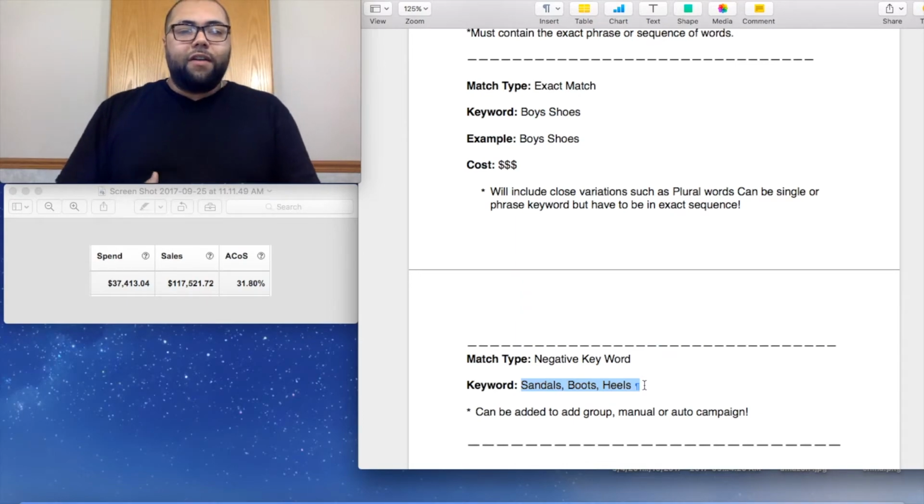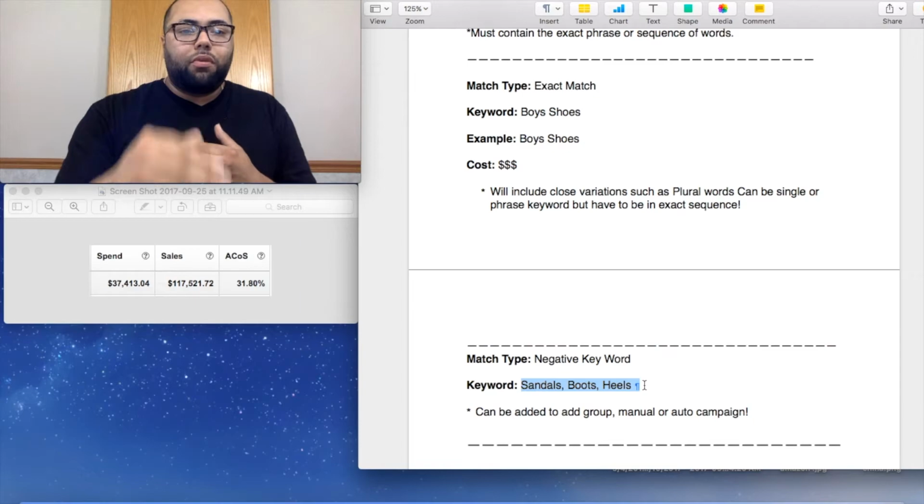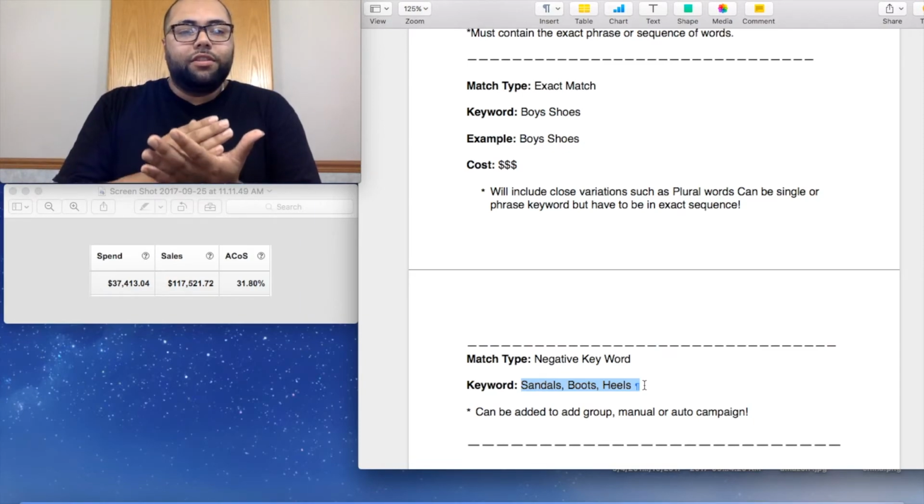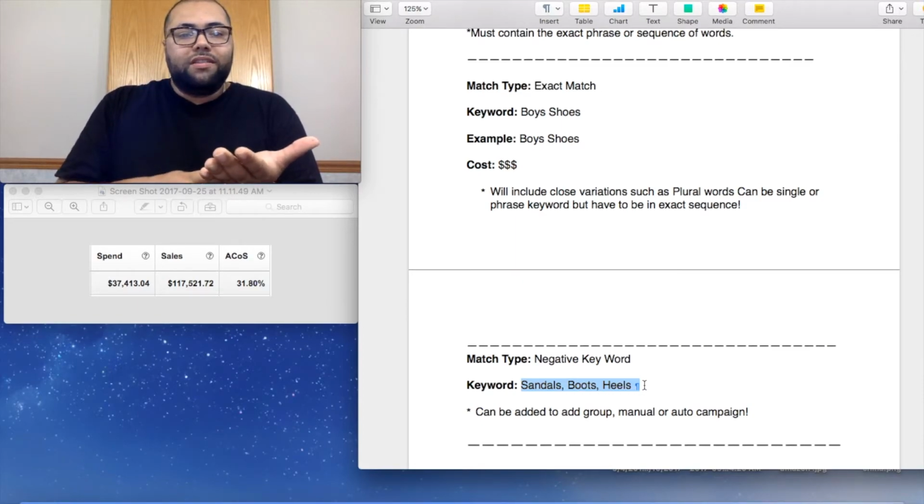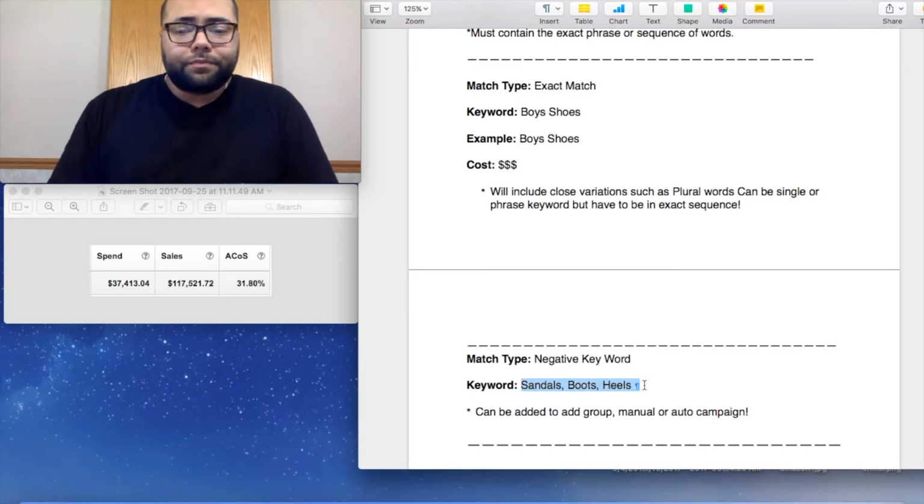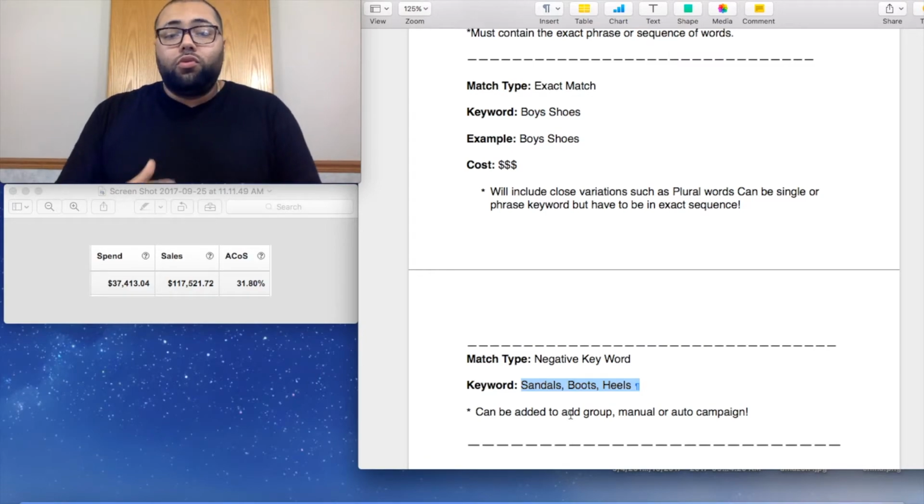But what I have found is that by implementing a negative keyword for something that is not relevant, maybe it's relevant in that niche but it's not what your product is, you go after people who came to Amazon looking for boys' shoes and want to buy boys' shoes, not boys' sandals, not boys' boots, not girls' heels. You can add negative keywords to an ad group, a manual campaign, or an auto campaign. You can add them to any campaign.